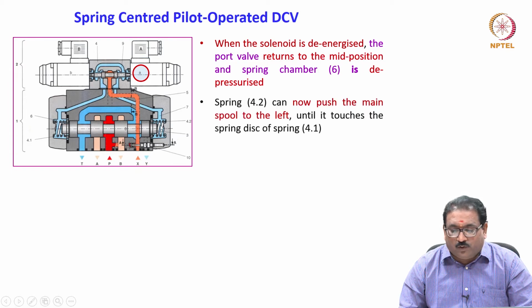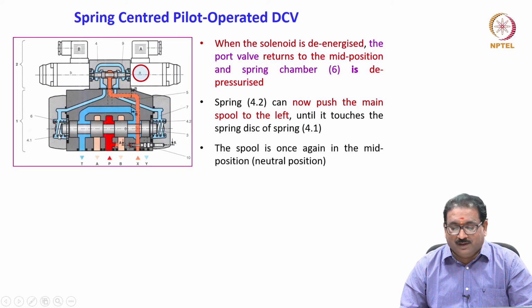Spring 4.2 now pushes this back until it touches the spring disc of spring 4.1. The spool is once again in the mid position, meaning neutral position, when I remove this signal.